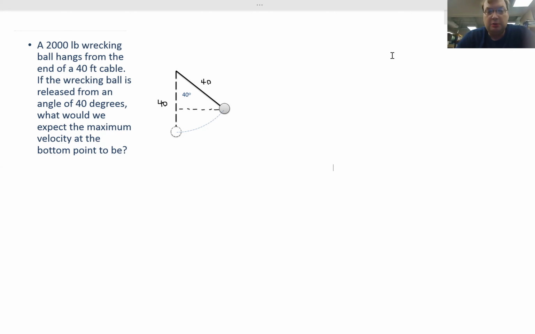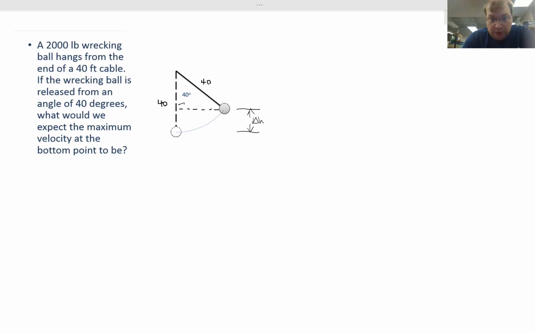As you can see in the sketch, we have a 40-foot cable both at the beginning and the end. We're sweeping it through this circular arc, and you have this 40-degree angle due to the starting point. As a result, we can observe that we have an expected change in height, so we have a delta H.